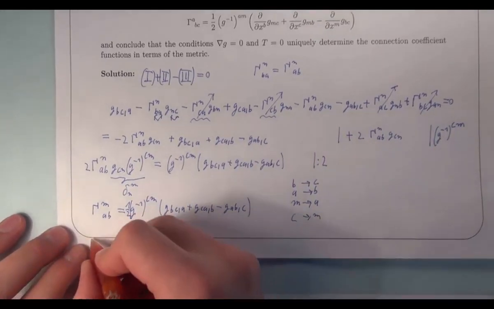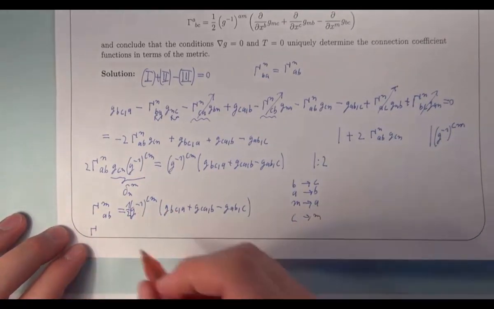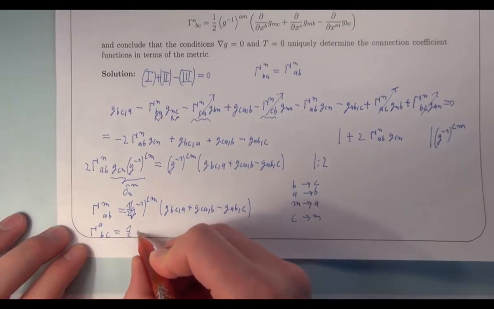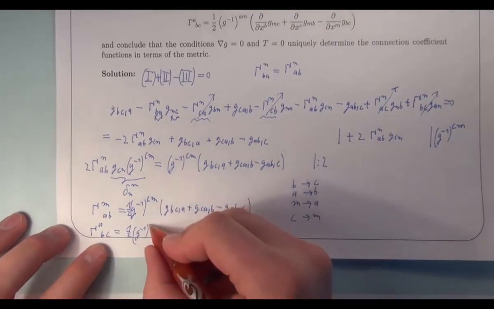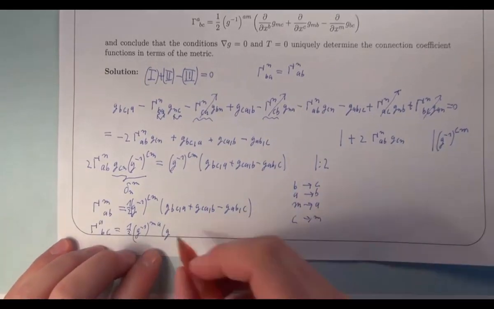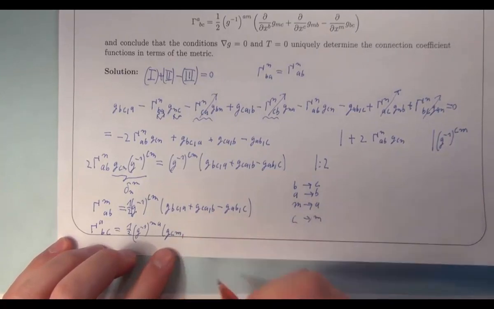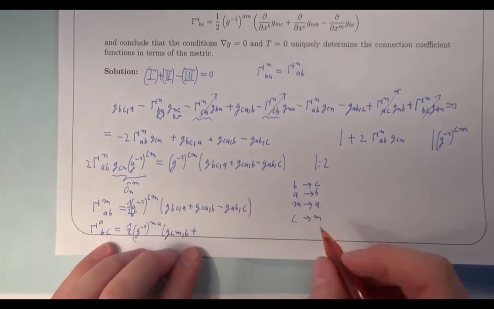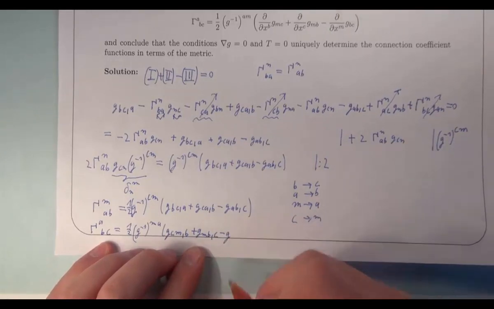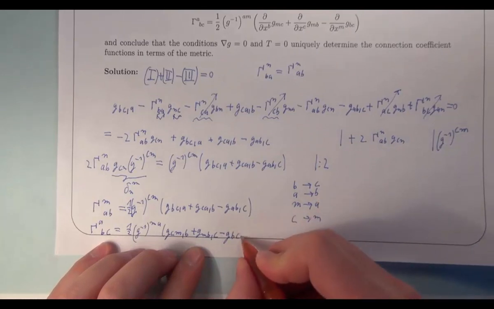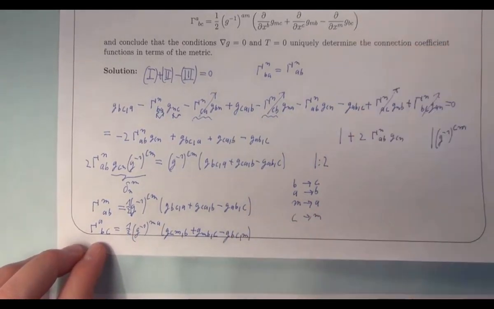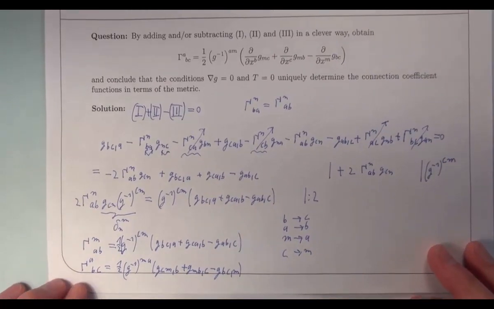Let's do that. That is equal to gamma, I said m goes to a, a goes to b, b goes to c, is equal to 1 half g inverse of c goes to m, m goes to a, that's right, g of b goes to c, c goes to m, a goes to b, plus g of m, a goes to b, b goes to c, minus g of a goes to b, b goes to c, c goes to m. And if we look it up, these are exactly the expressions which are written above.